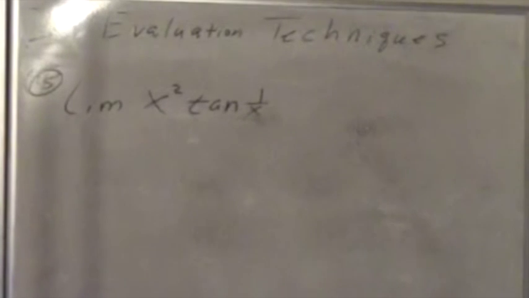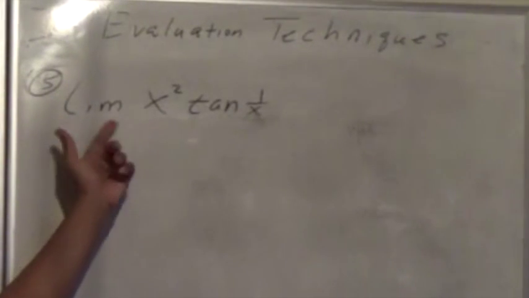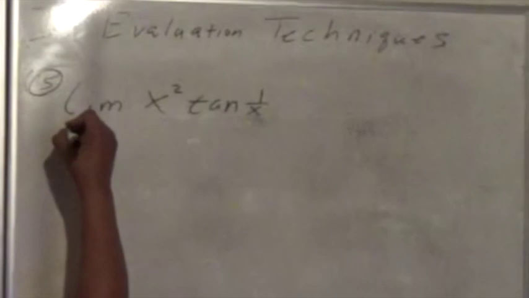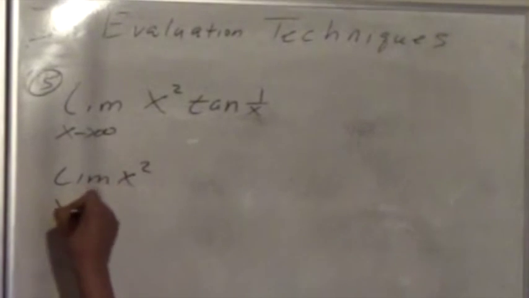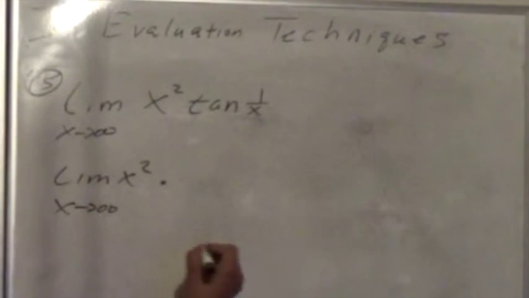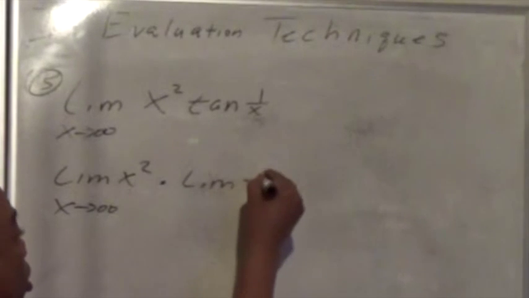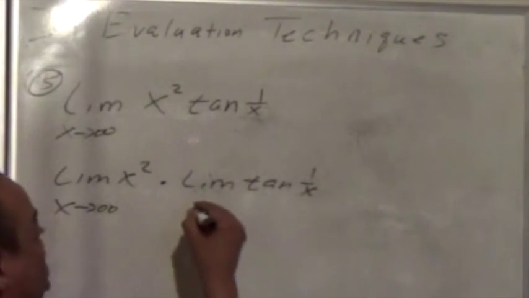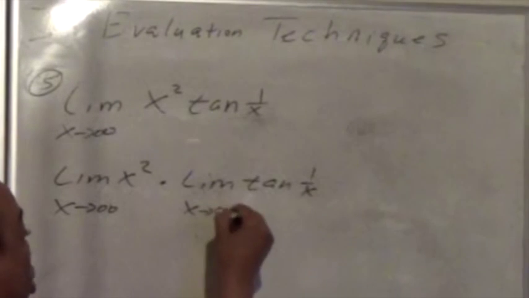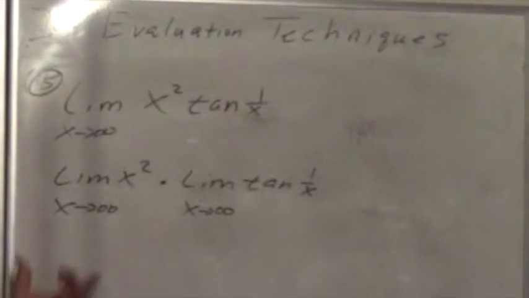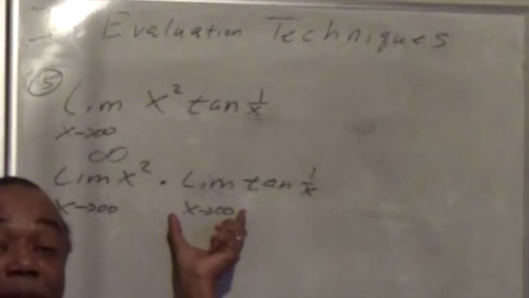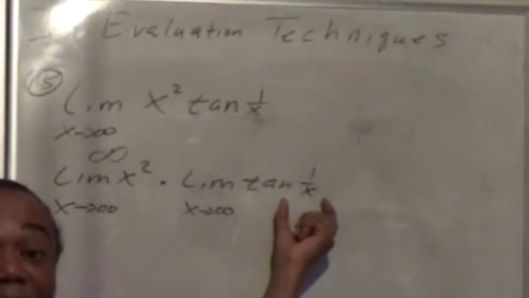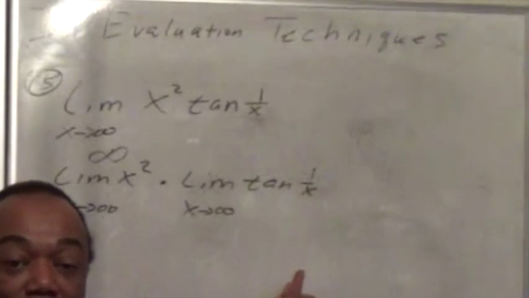Number 5. Once again, we run into the same problem. We can change this into the limit of x squared as x goes to infinity, times the limit of the tangent function of 1 over x, again as x goes to infinity. Well, this can be further solved because this can be an infinity right here. The problem with this again, we cannot transfer the limit from the trig function to its inner angle. So this is the part that kind of stops.